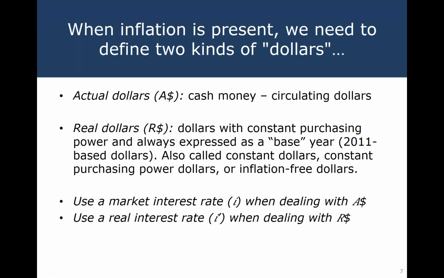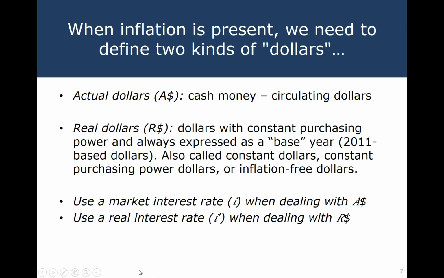So when inflation is present, we need to define two kinds of dollars. One is called actual dollars. Actual dollars is the cash money, circulating money. Real dollars is dollars with constant purchasing power. The key words here are purchasing power, always expressed in a base year, for instance, 2011 base dollars, also called constant dollars, constant purchasing power dollars, or inflation-free dollars.